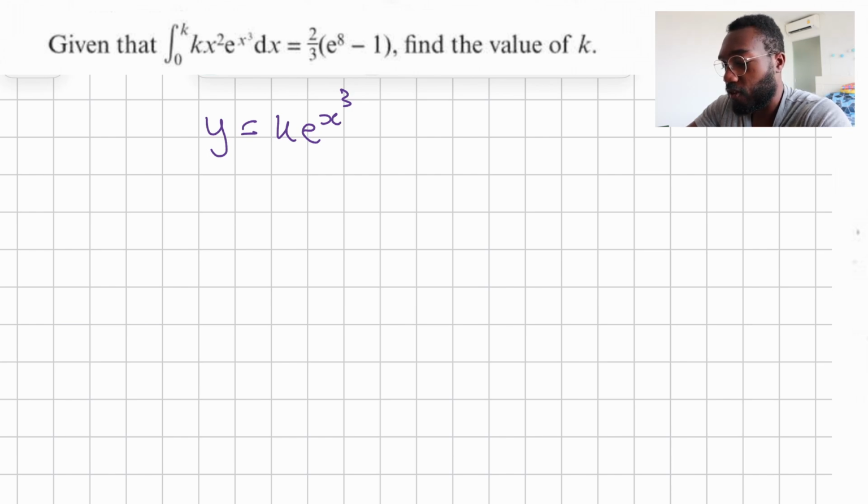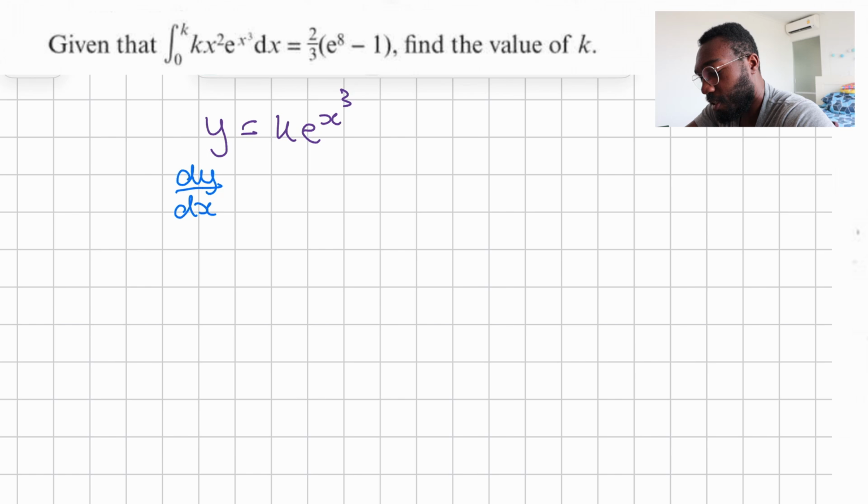So first things first, let's now differentiate this. If we differentiate this, what do we get? We get dy over dx, and that would equal, well, 3x squared would come out. So we get a 3x squared. Then we also have the k, so let's write that as 3k x squared.